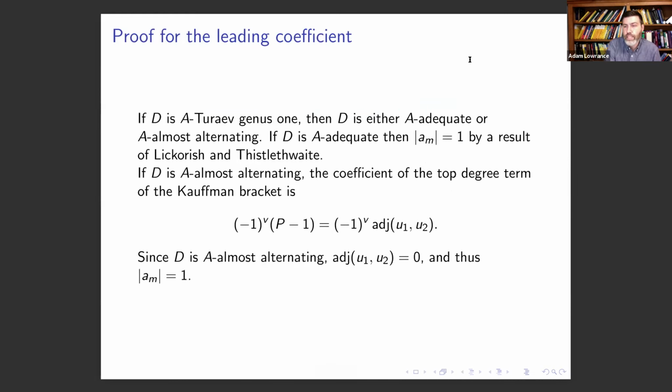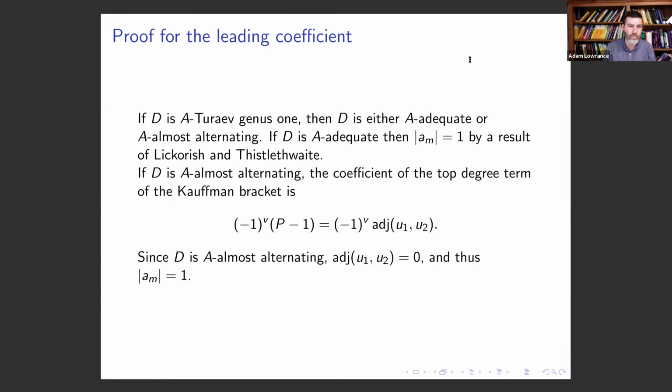And so the proof, we've basically done it, but let's at least do the first coefficient. I probably won't dig into the proofs for the second coefficient because they're not nice to talk about. There's just a lot of combinatorics that you have to run through. But let's circle back and do it all. If you're A Turaev genus 1, then you're either A adequate or A almost alternating. If you're A adequate, then your trailing coefficient was 1 by Lickorish and Thistlethwaite, from the paper where they defined adequate links. And the proof of that is that there's only one state that lives in that degree of the Jones polynomial.